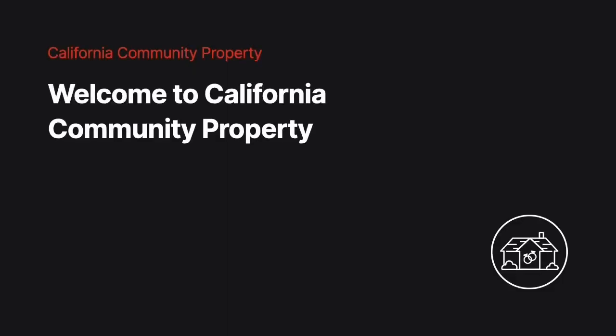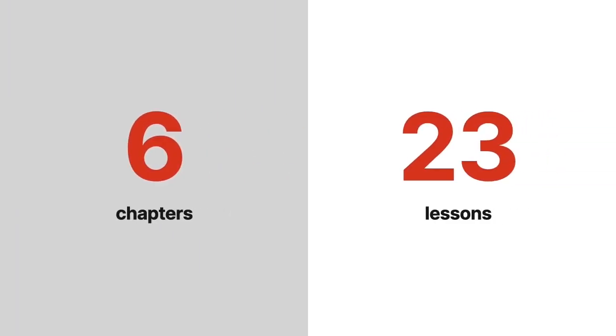Welcome to California Community Property. Designed for second and third year law students, this course features 6 chapters with 23 video lessons.